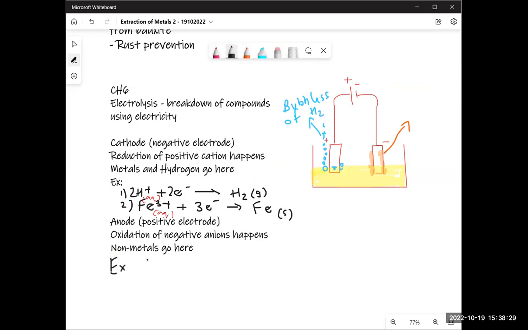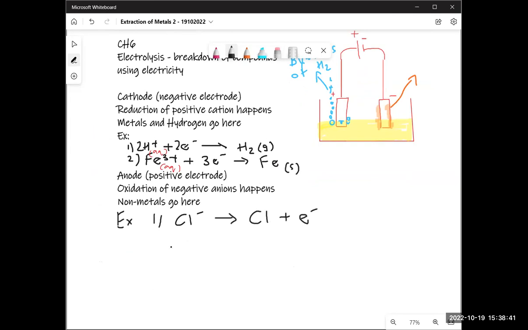Example for anode is going to be Cl-, loses electron, so it's oxidation, loss of electron. This is what it looks like. Another example could be another non-metal. Let's take, perhaps you can take oxygen, or I can take OH-.